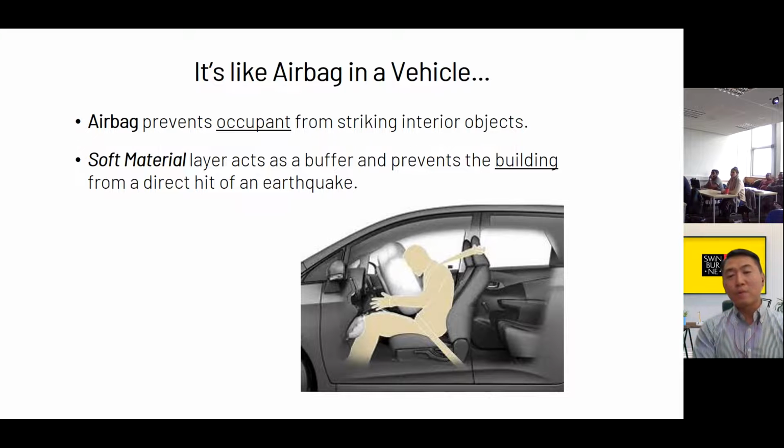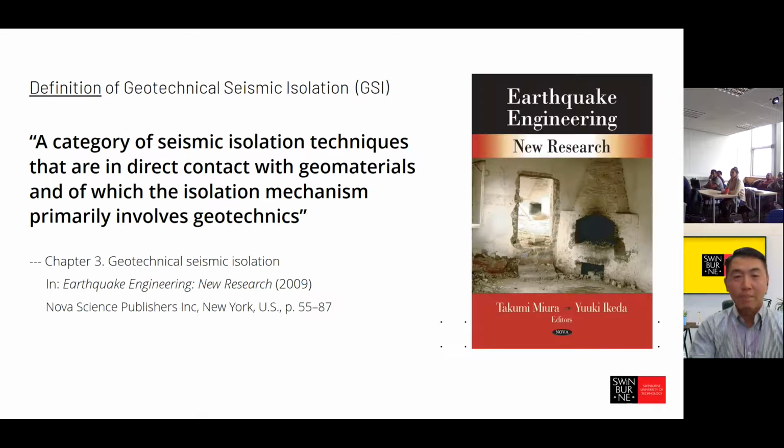And if we put it in a very simple context, the concept of this GSI system is actually like an airbag in a vehicle. As we all know, airbag actually prevents the occupant from striking interior objects. And the soft material layer that we are talking about using in the GSI system actually acts as a buffer and prevents the building from a direct hit of an earthquake. So I hope we all get some basic ideas about the fundamental or one of the major mechanisms of GSI.